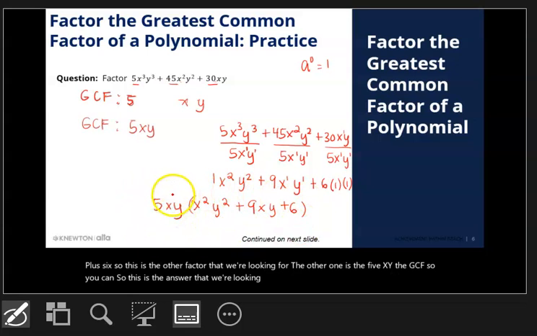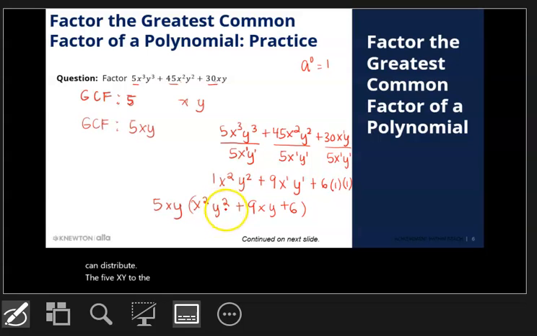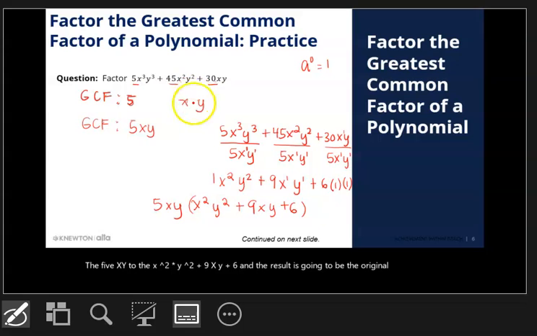If you want to check your answer, you can distribute the 5xy to the x squared y squared plus 9xy plus 6, and the result is going to be the original polynomial that we have.